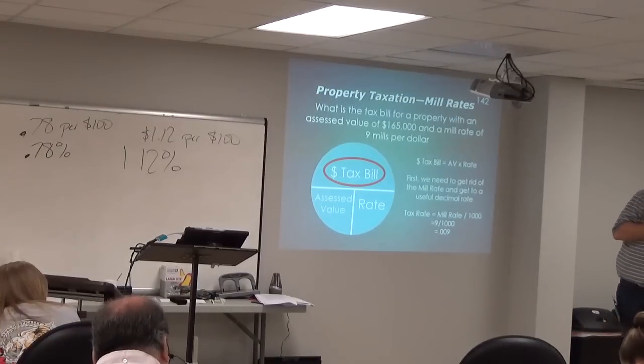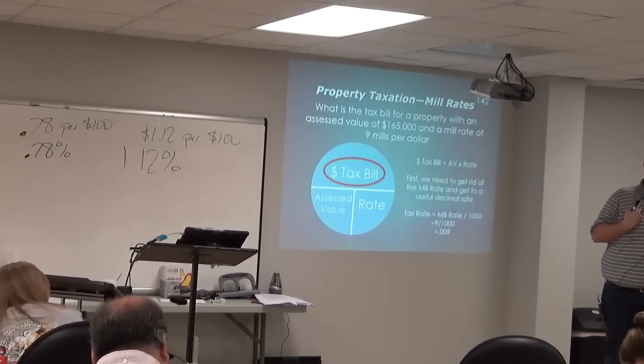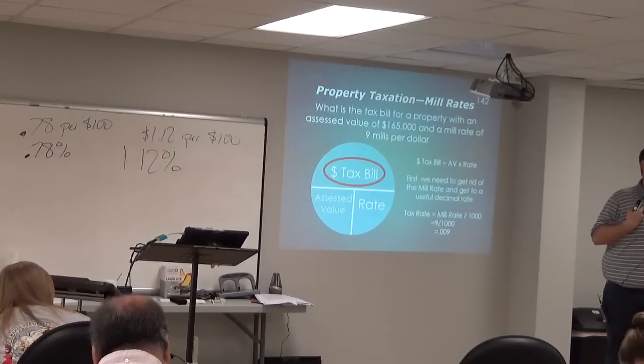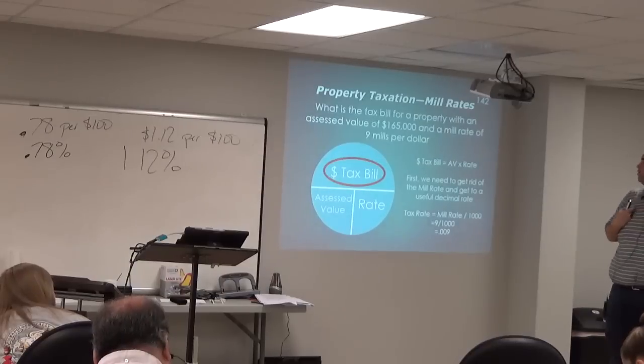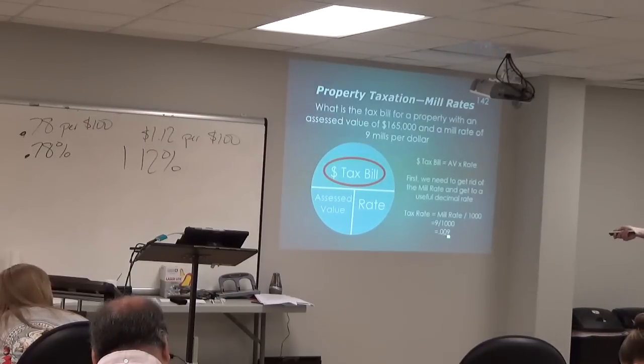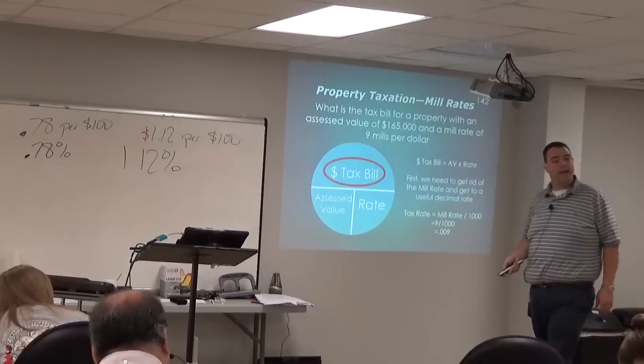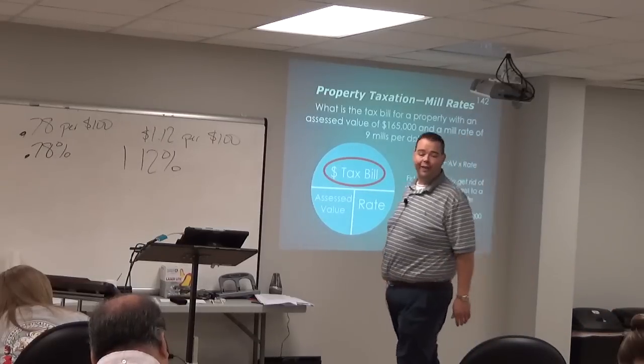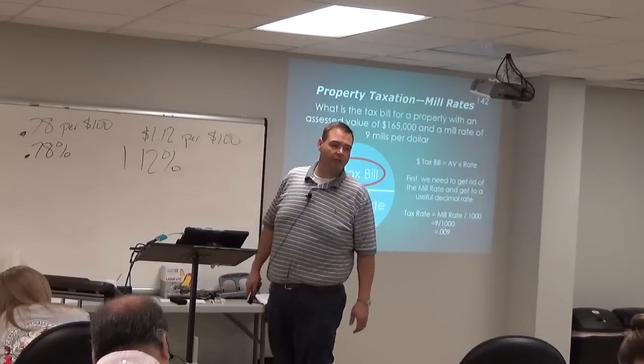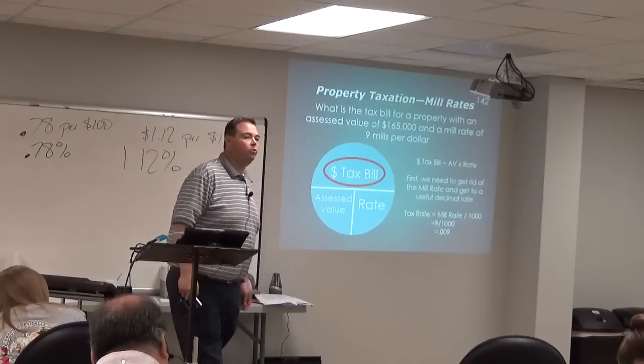So what's the first thing we're going to do with that mill rate? Convert it. So divide it by what? 1,000. Divide it by 1,000. So that mill rate of 9 becomes 0.009. And that's what you're going to plug in for your rate when you're doing the math, 0.009. So now it's just $165,000 times 0.009. Because you're not using a percentage rate this time, you're just using the mill rate number.